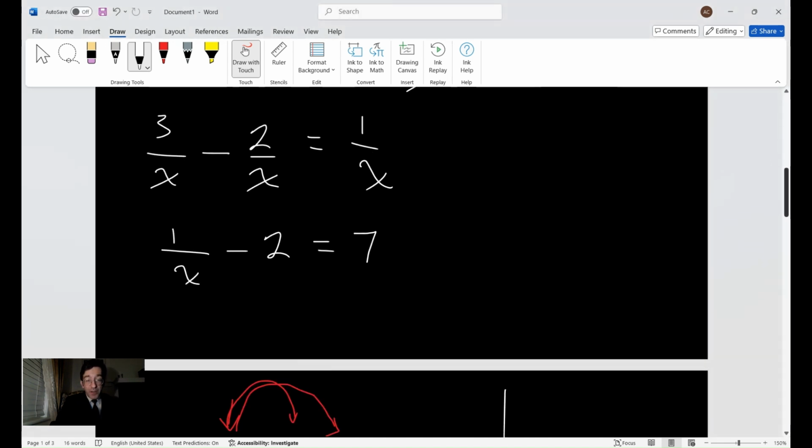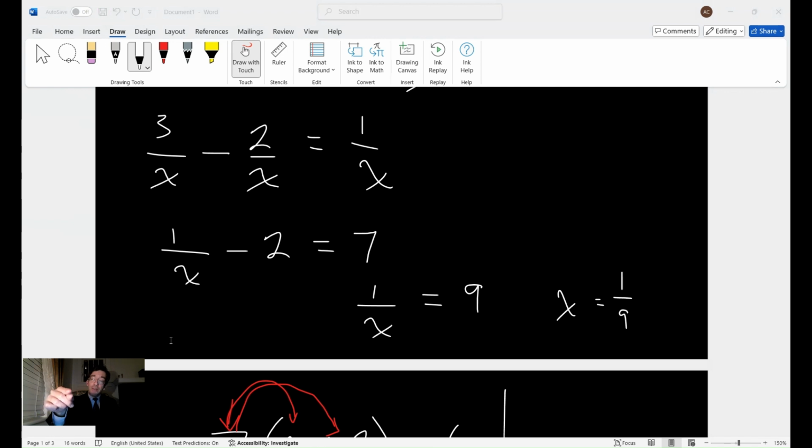And when you are dividing like this, you take the reciprocal of both sides, right? And you would find, once again, that x would be equal to 1/9. Notice, by the way, that if you take the reciprocal of both sides, it's really the same thing as saying that I'm multiplying both sides by x and then dividing both sides by 9.